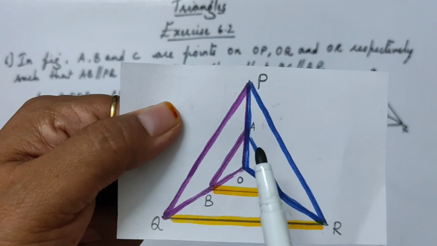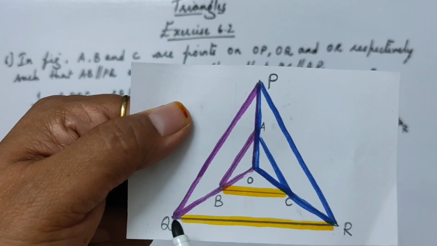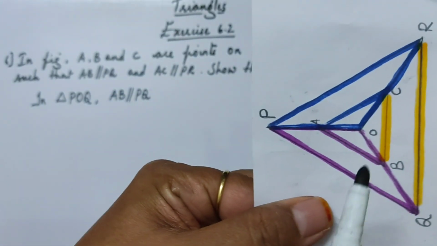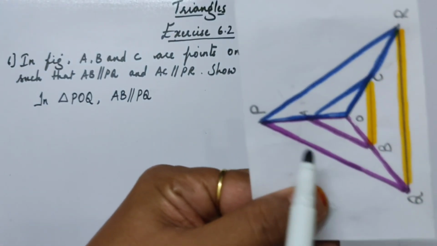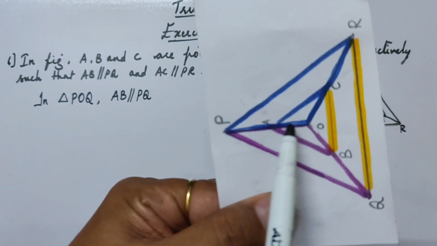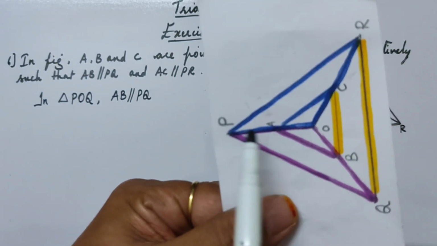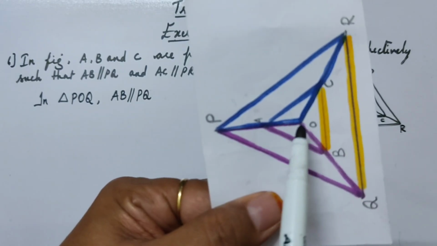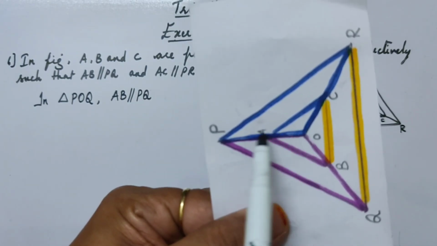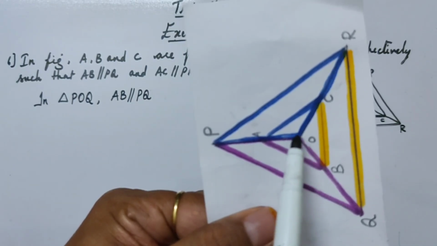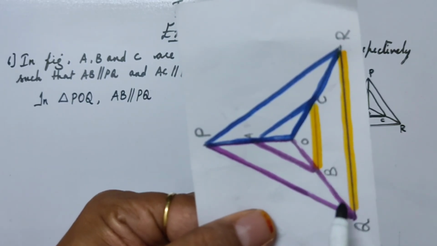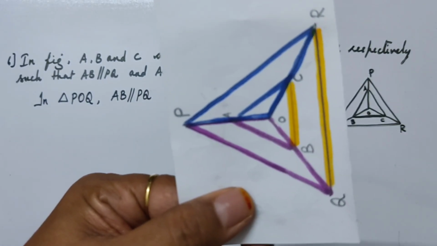Now when we know that AB is parallel to PQ, we can say, by the Thales theorem, that this is a triangle, right? So OA by AP equals OB by BQ. We need to find the ratio, students. OA by AP equals OB by BQ.